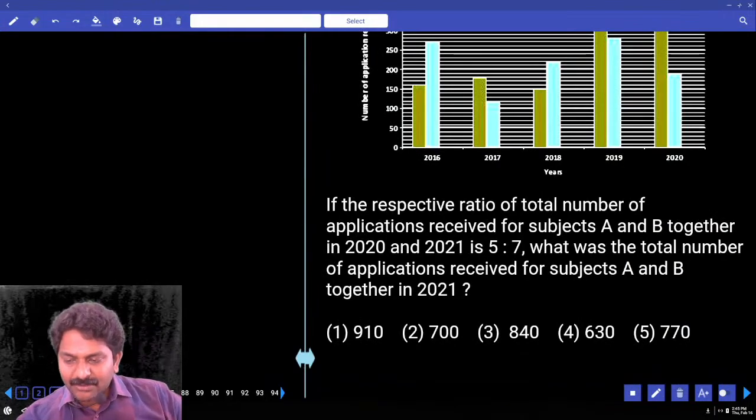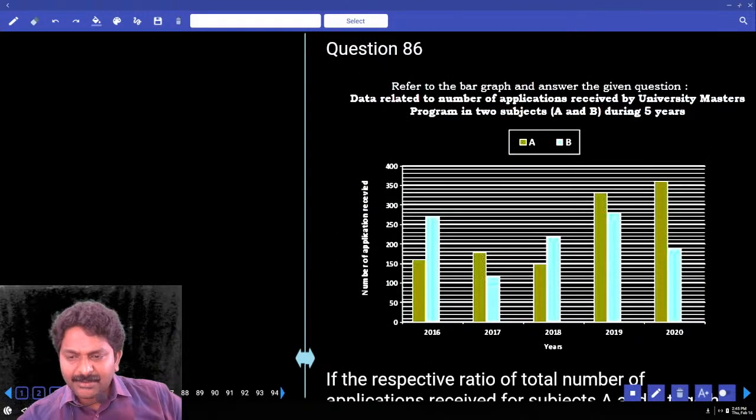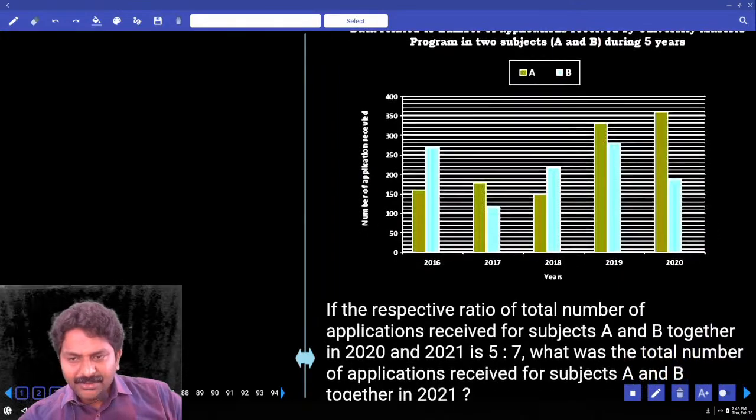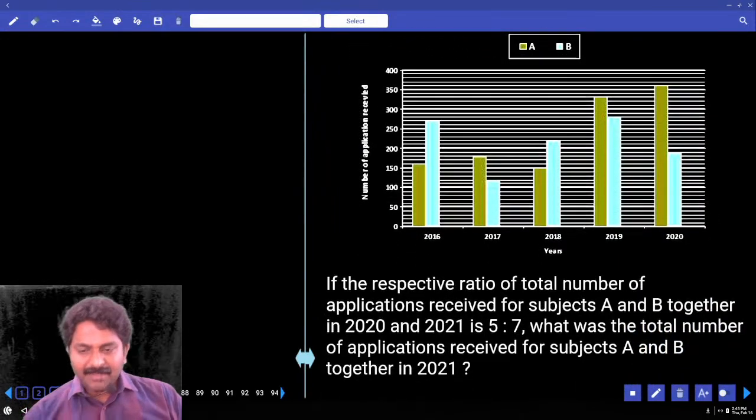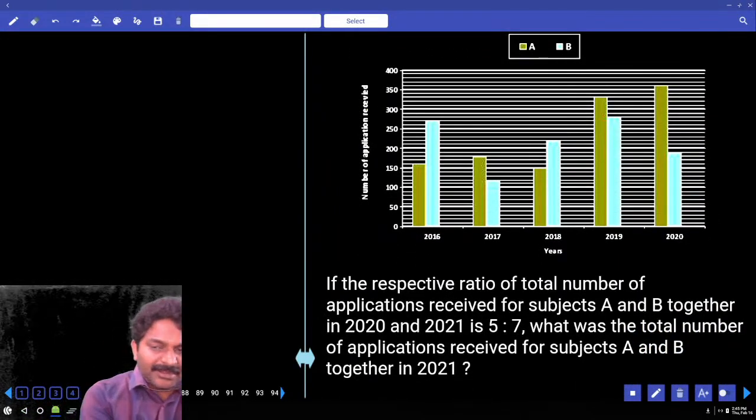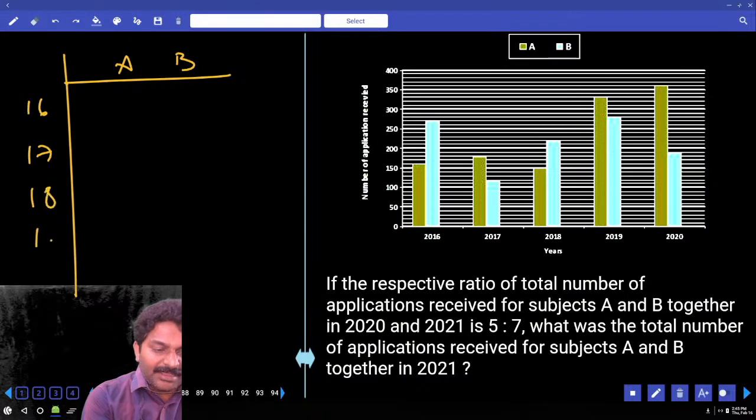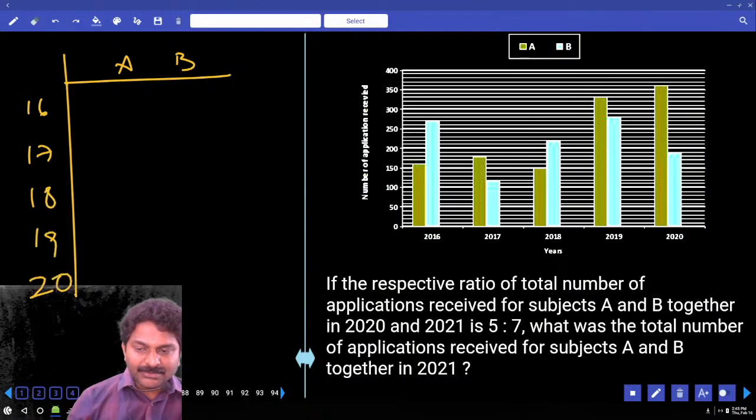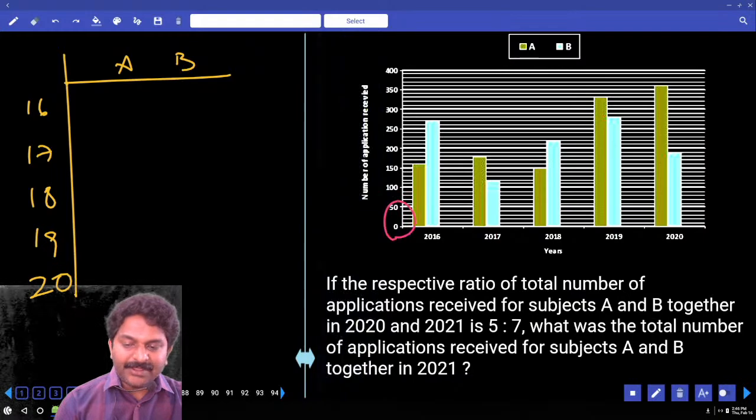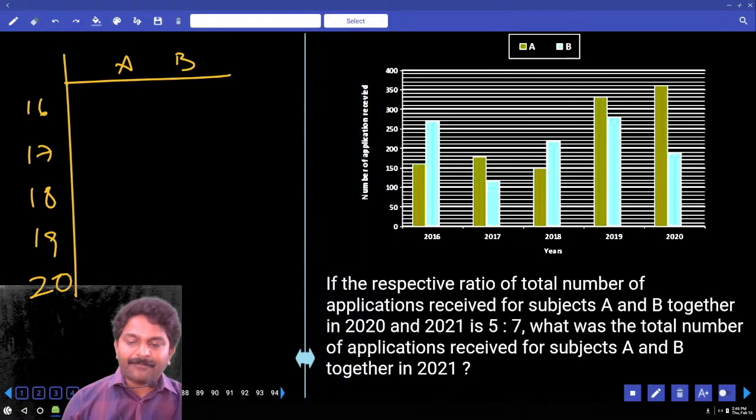The respective ratio, the data related to number of applications received for university master's program A and B. Numbers are not there, so we have to write numbers there. A and B. 2016, 17, 18, 19, 20. Should be easy one. 0, 50, 50, 100, 50, 50 gap, 5 lines are there.